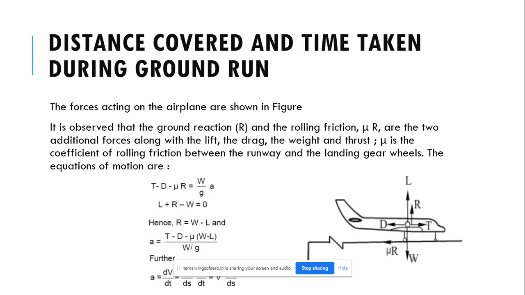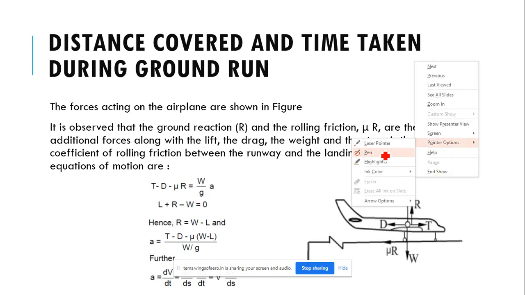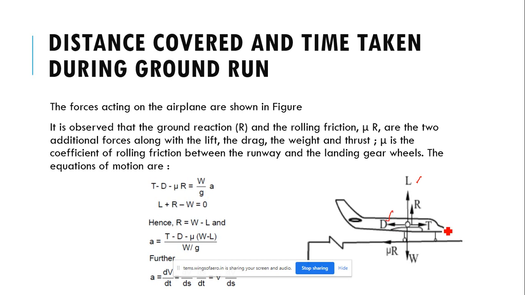So everything comes from the equation of motion. We know the normal forces acting on the aircraft are lift, drag, thrust, and weight. And there is a ground reaction also acting, along with the rolling friction, because the aircraft is on a ground run, it is running on the ground, not flying. So based upon that, these two factors will also be considered.